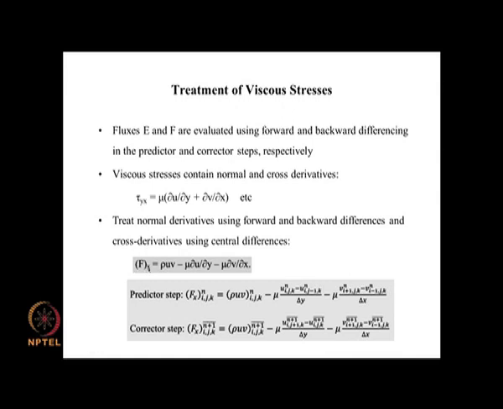So, how do we write this in the predictor step? So, in the predictor step we have F x i j k, in 3 dimensions, at n evaluated.